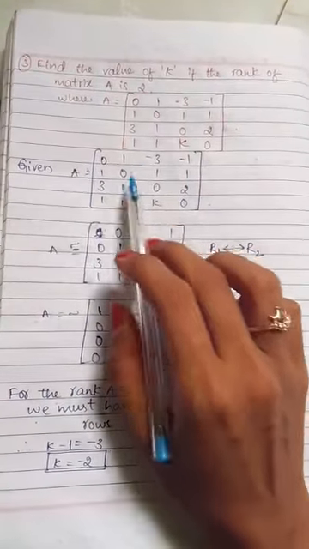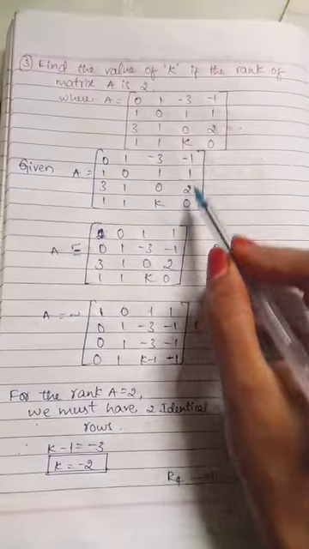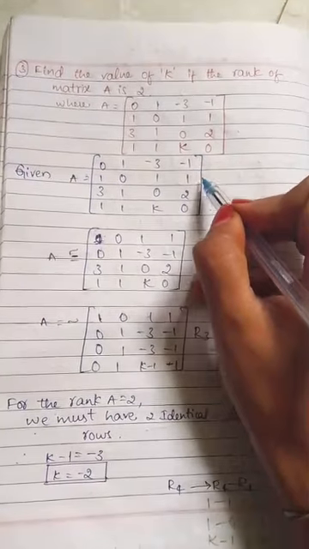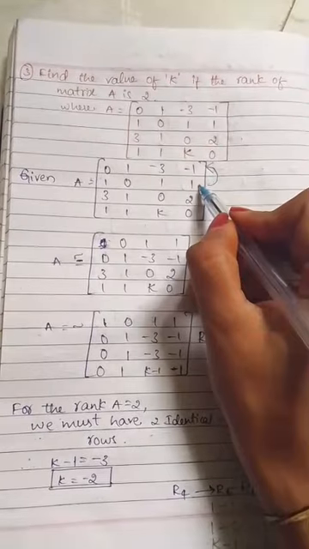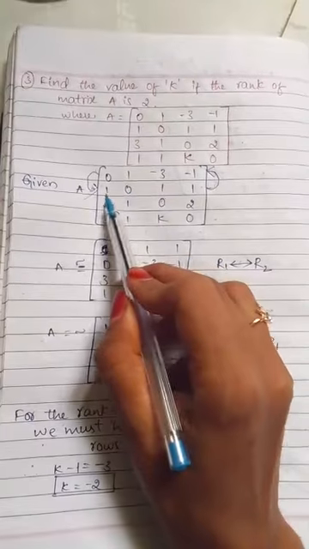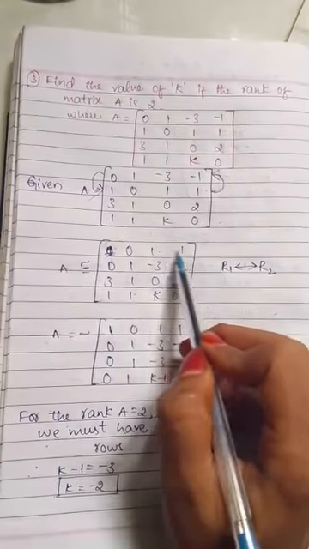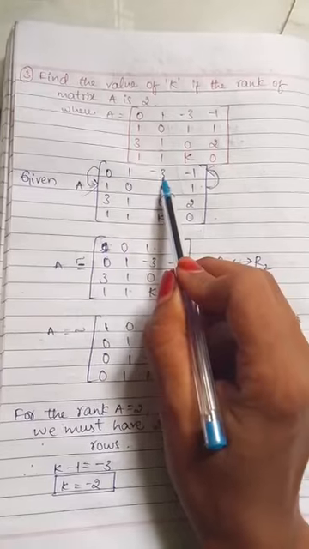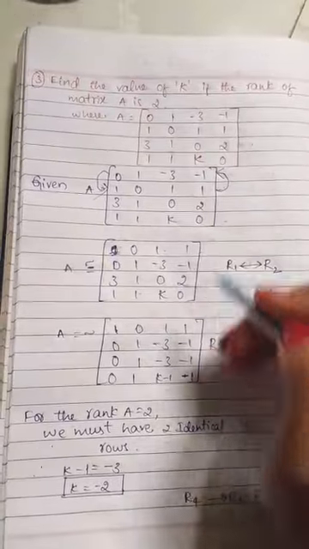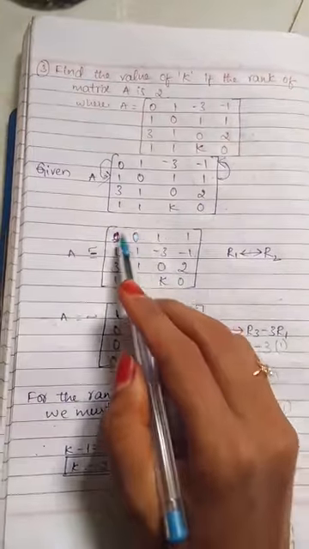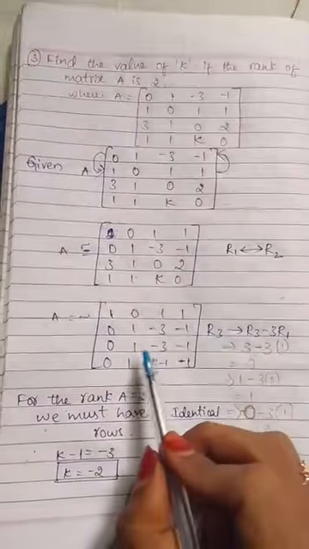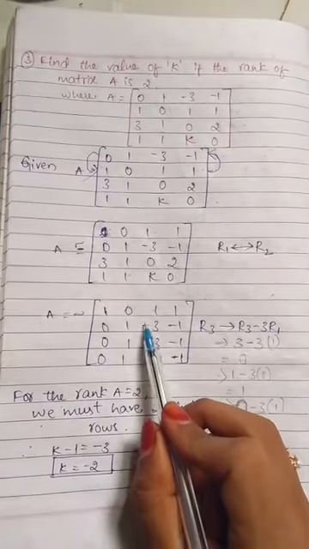A is equal to the given matrix as it is, and I have taken row 1 as row 2, and row 2 as row 1. I have just exchanged these two. Take 0, 1, 0, 1, 1 and 1, 0, 1, 1 as it is, and 0, 1, minus 3, minus 1 here. Exchange those two rows, first one and second one. Write the whole step here. Then in the next step I have done R3 and R4.